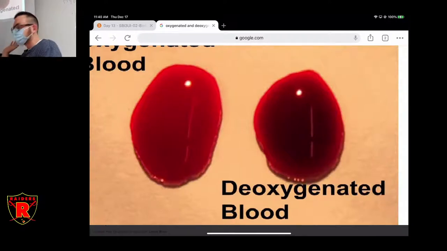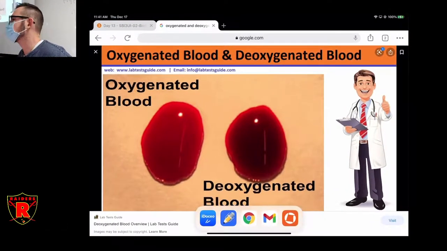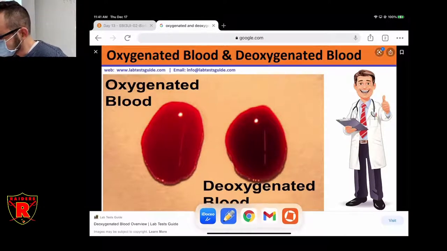I promise if you were to cut this out, don't do it, but I promise if you did, it would be red in there. It is red, just a little bit darker. And it is true that once it's oxygenated, it's bright red. So it does change in tone.